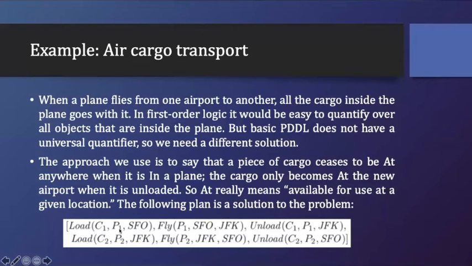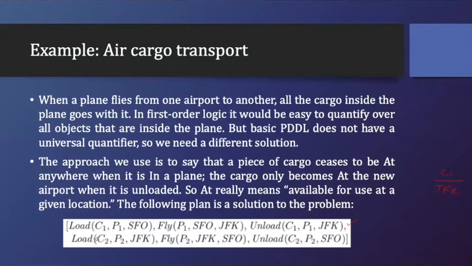Cargo 1 to plane 1 in San Francisco airport. After loading, we have to fly from San Francisco airport to JFK airport, and then we have to unload cargo 1 from plane 1 at JF Kennedy airport. So when I perform this set of actions, what will happen? Cargo 1 will reach the JFK airport when I perform all these three actions.